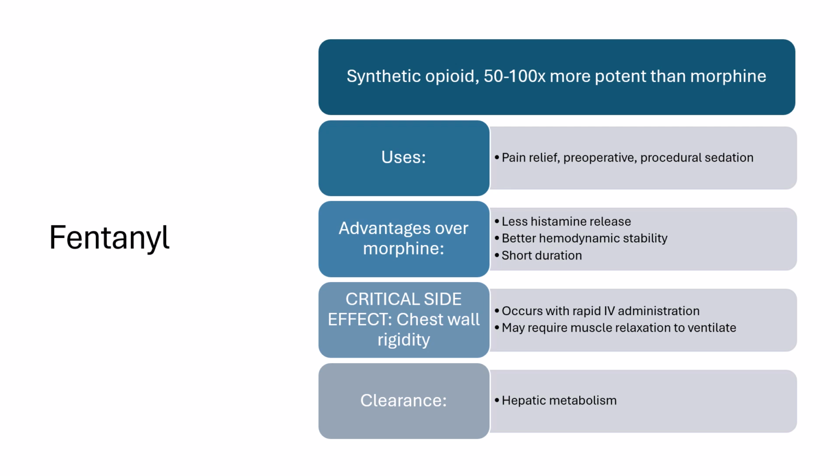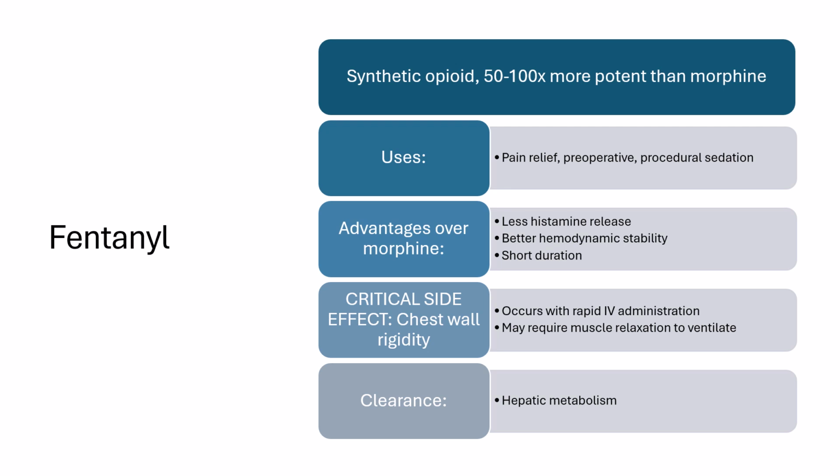Fentanyl is a synthetic opioid that is 50 to 100 times more potent than morphine and acts by binding to opioid receptors in the CNS. The advantages of fentanyl over morphine include less histamine release, better hemodynamic stability, and shorter duration. It's often preferred for intubated babies for this reason.